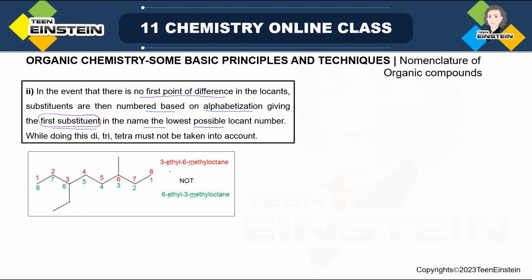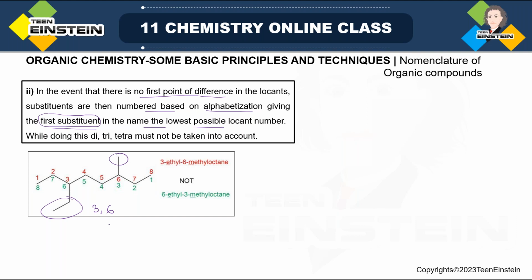Numbering here is already done. As you can see, if you follow the red numbering, then you are getting positions 3 and 6. When you are following the red number, you are getting position 3 where one substituent is there, and at position 6, just follow the red one. I'm talking about the red one. At position 6 also there is a substituent.